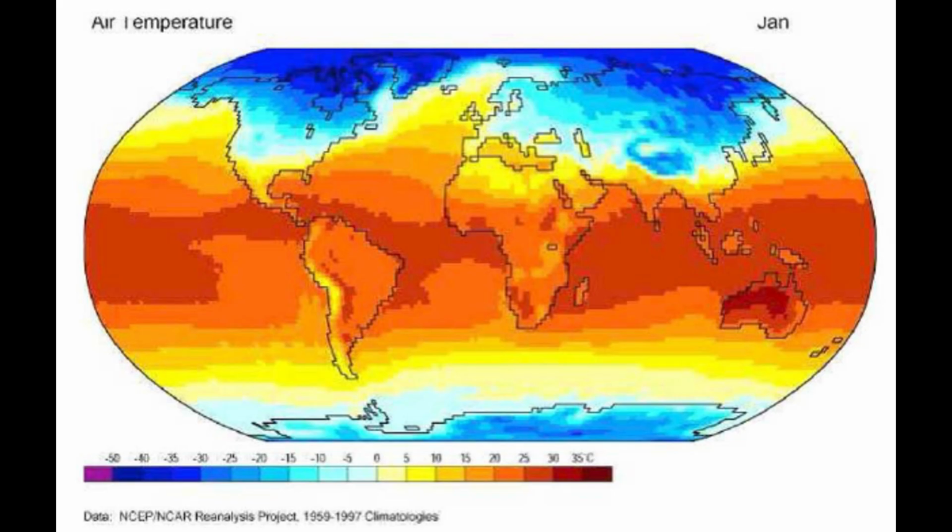The following picture gives information about air temperature. Data of different areas are displayed on the map. According to this picture, the highest temperature areas are in Africa and South America.